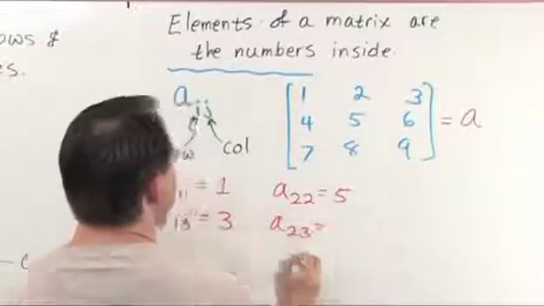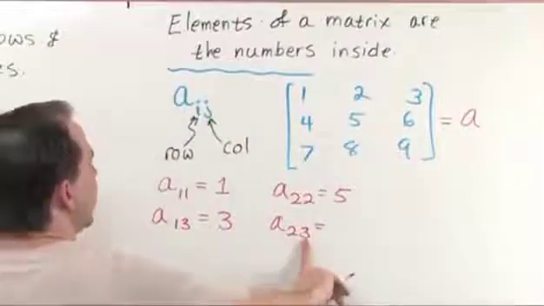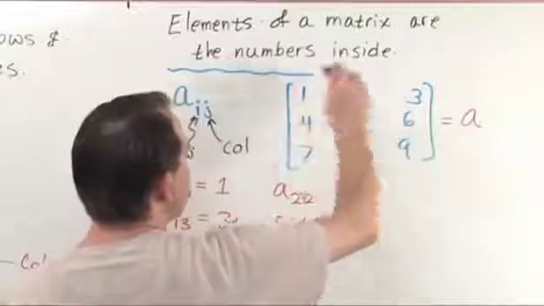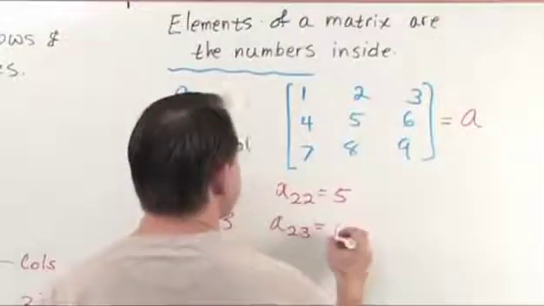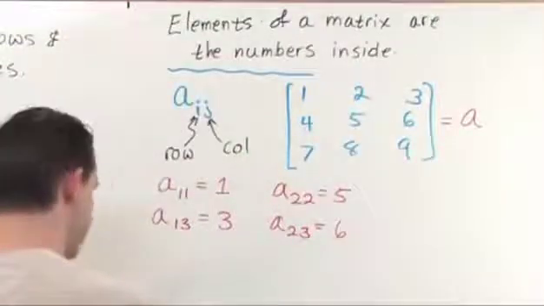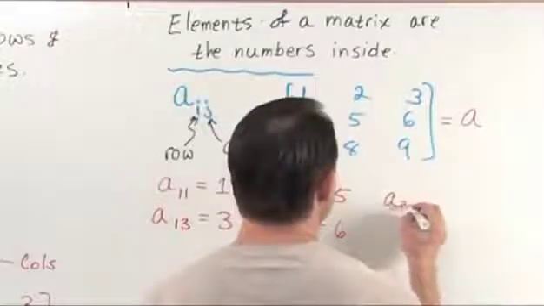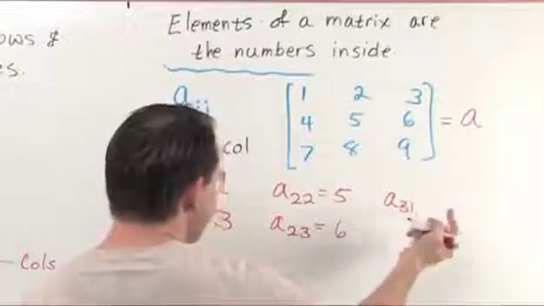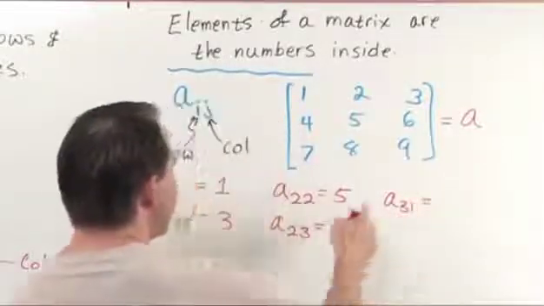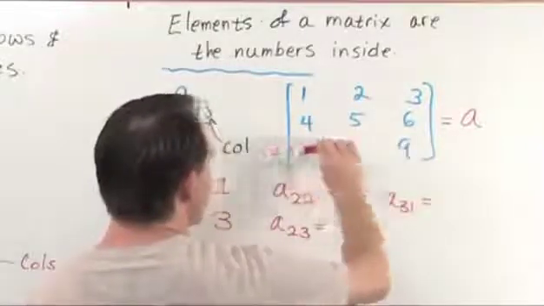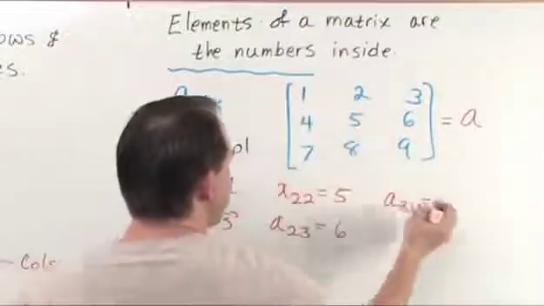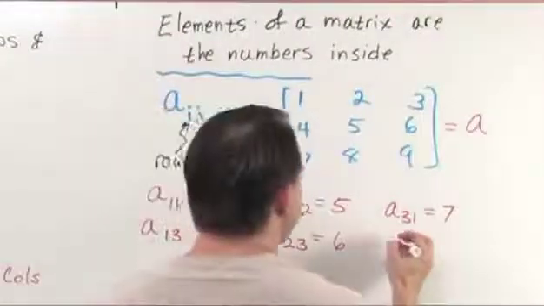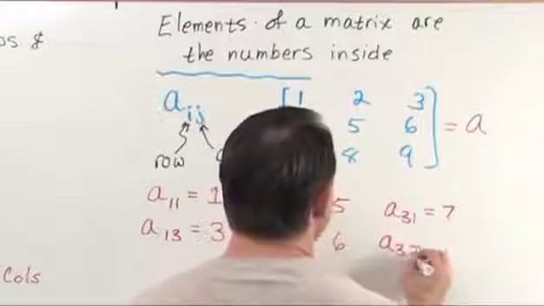A2,3, row 2, column 3. Here's row number 2, here's column number 3, that's a 6, okay? And then let's say A31. I shouldn't say A31, it's A3,1. It's not really the number you care about, it's the individual digits here. So row 3 over here and column number 1. Intersection is 7. Okay, and finally, let's say I'm going to find A3,2.